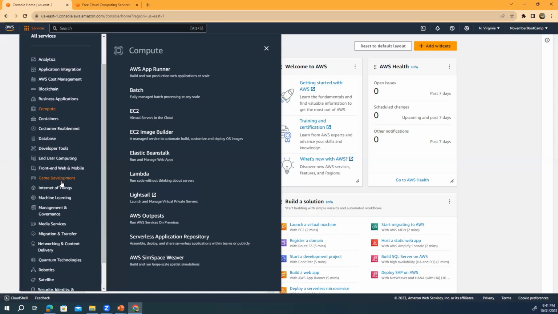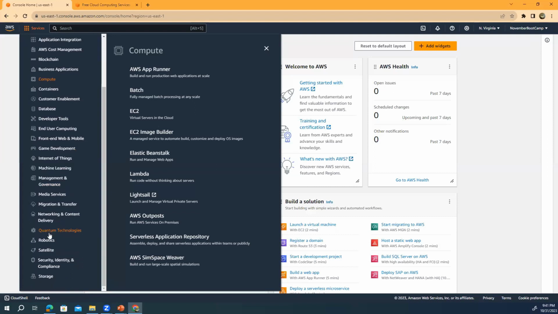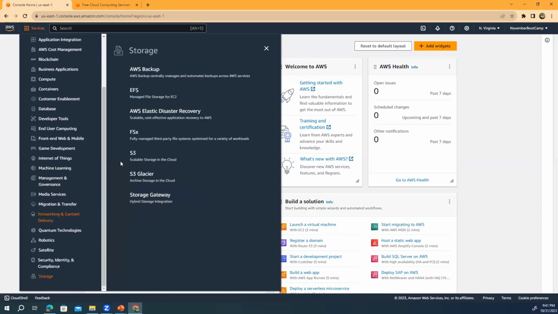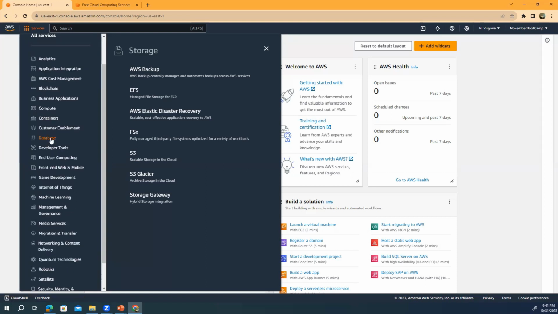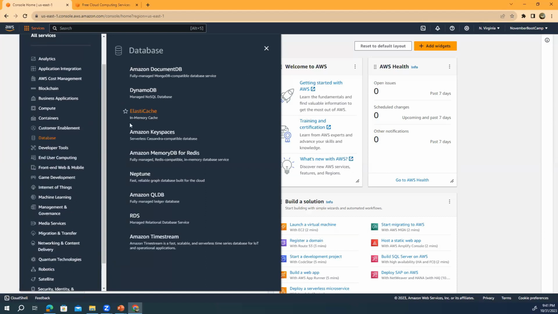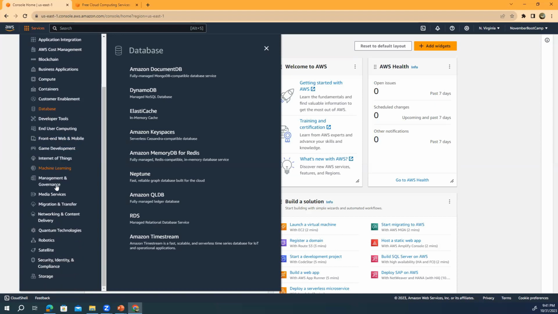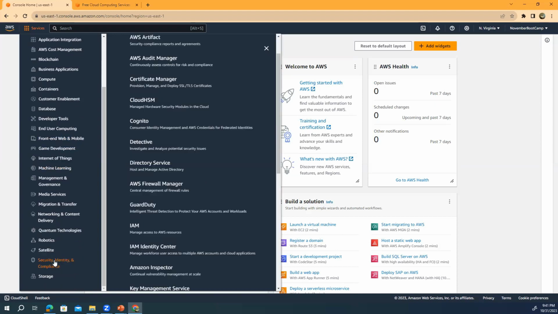And when you go into this storage here, we'll be talking more about this S3, which is very, very important. So this S3, this storage, and then when you go into this database, we'll be talking about this RDS, Relational Database Service, which is very important. Okay. And similarly, when you go into this security, identity, and compliance, there is something called IAM.